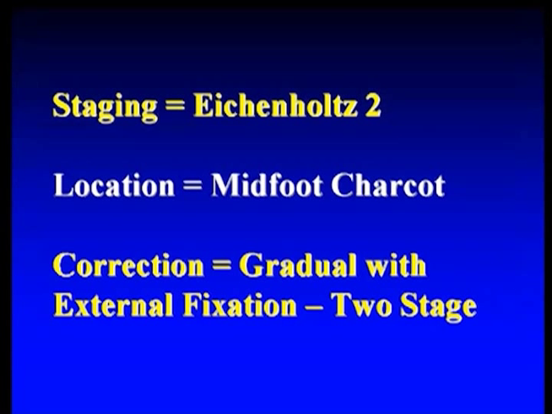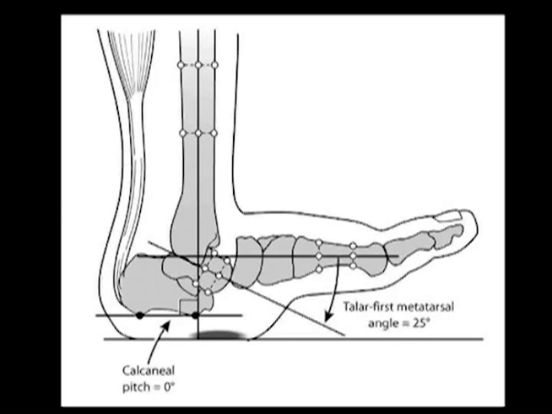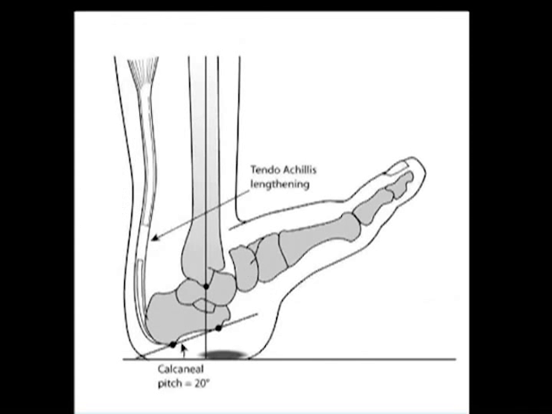How about another example, the third example, where I performed a gradual correction with external fixation, the two-stage method. This was Eichenholtz stage 2 midfoot Charcot. Here's an illustration of what this typically appears like, where you have a plantar ulceration, midfoot rocker bottom, the cuboid usually in this region where it becomes prominent. You have equinus deformity and a forefoot that subluxes dorsally and typically in varus.